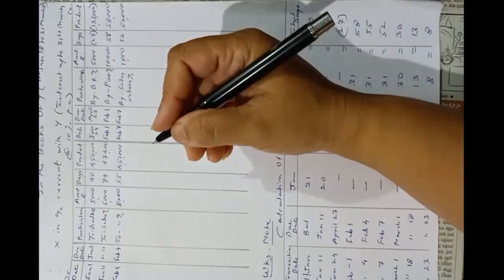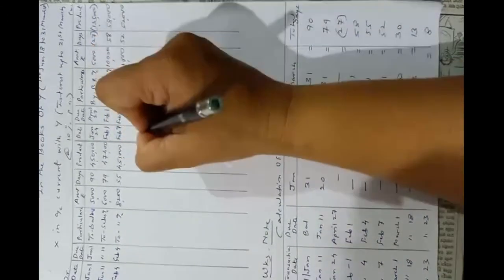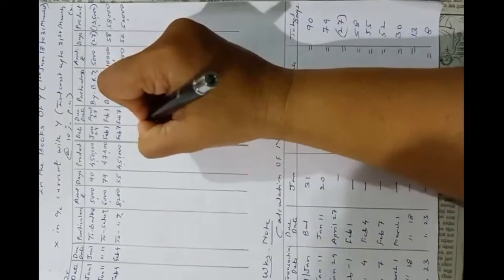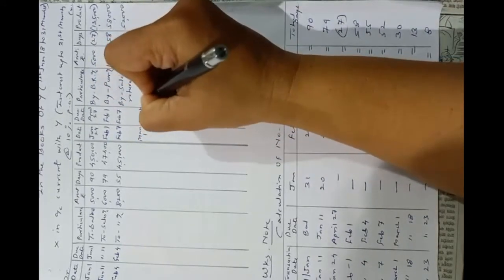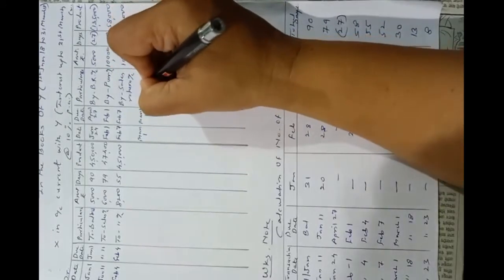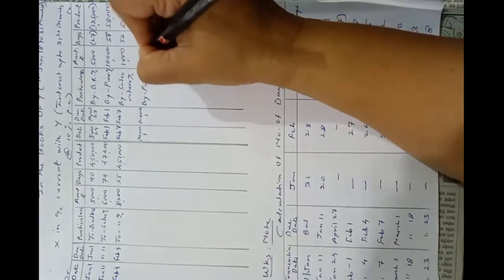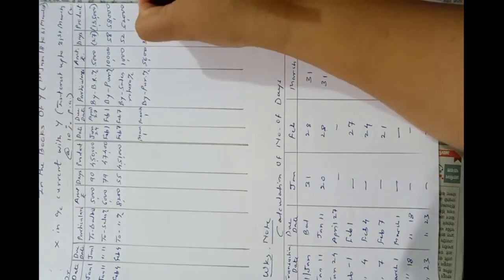Next entry, 1st March, X sold goods to Y on 1st March. So March 1st, by purchases account, amount is 5,600 and days 30. So it is 1,68,000.